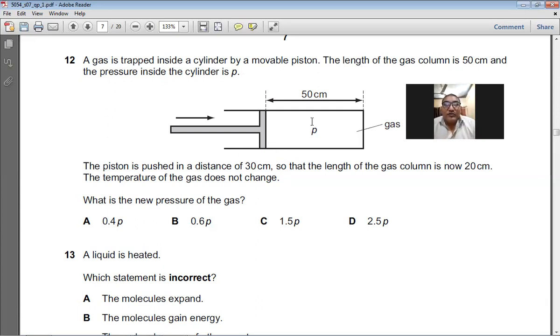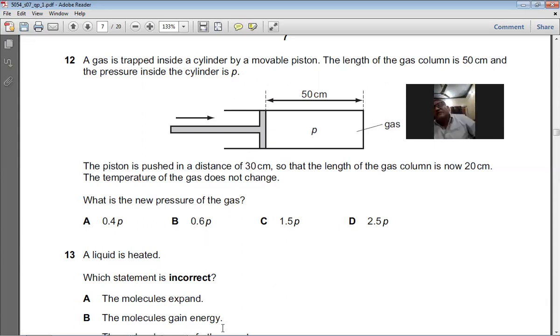So the piston moved in 30 centimeters. So now when it has moved 30 centimeters to the right, the piston will come here. So the length of this gas will be only 20 centimeters left, because you moved in 30 centimeters. The total length was 50. So if you have moved 30 centimeters, the gas will have only 20 centimeters. And its cross-sectional area will be the same as it is right now. So what is the new pressure of the gas?